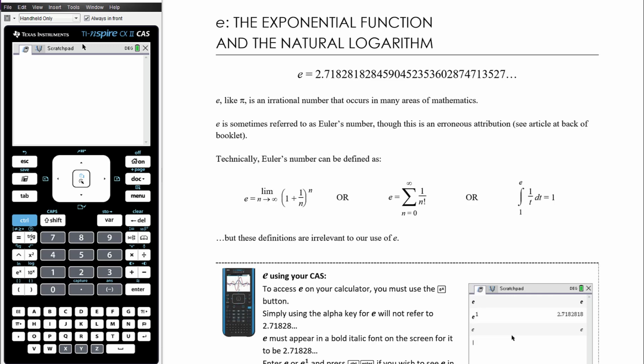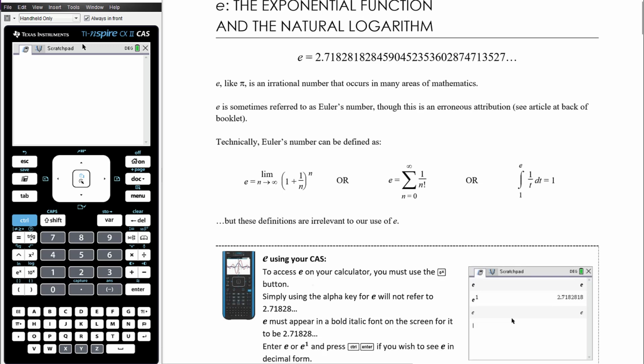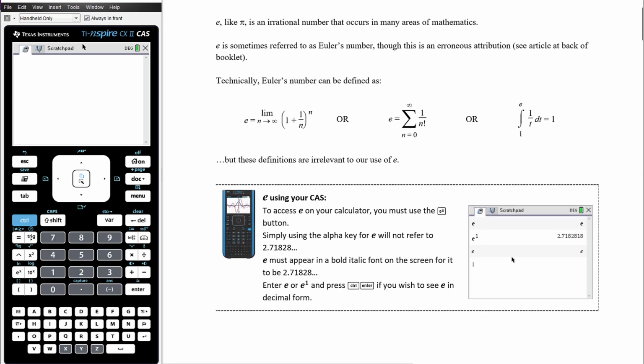So when you're using e with your CAS, it's really important that you understand how to do that. Okay, so it's not just about using the letter e down the bottom in the keypad. When I type letter e and press enter or control enter, it just tells me it's e. And you'll notice that it was just a normal font e. What you want to make sure is if you are trying to access the number e, e should be shown in bold, to indicate that it's referring to the number 2.718.